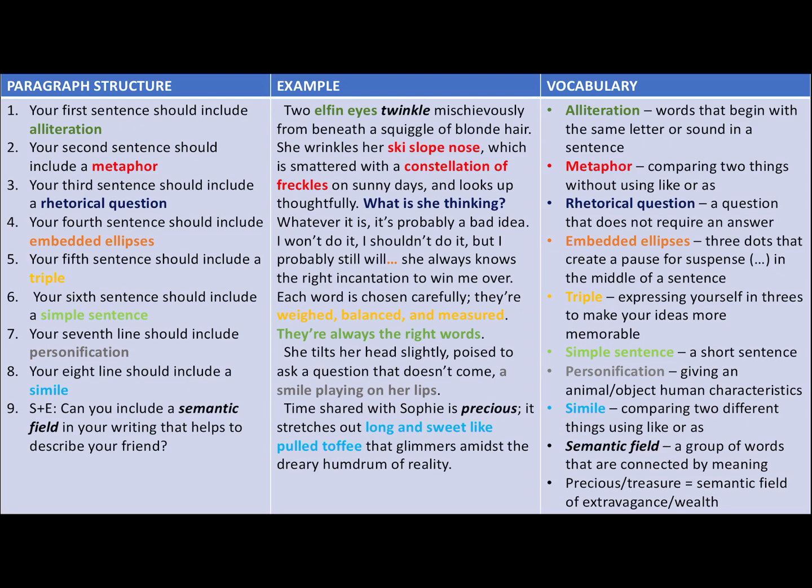So rather than me reading this out, I'm going to allow you some time to pause this and read through it. I would like you to follow this structure and to have a go at writing a paragraph in which you characterise your best friend. And remember, you should be focusing on showing us what your friend is like rather than telling us what your friend is like.